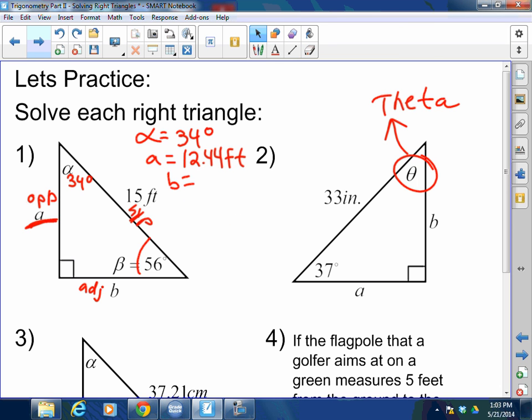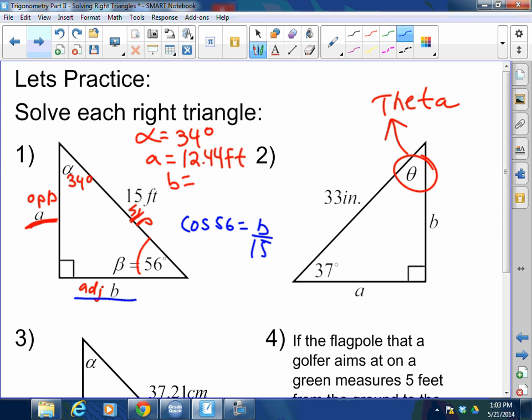Okay. Now let's find B in blue. Who uses adjacent and hypotenuse? Cosine. Good job. So the cosine of 56 equals adjacent over hypotenuse. So let's go ahead and do that math, please. Cosine of 56 times 15 equals 8.39. Excellent. I think you had reversed it, my man, because you gave me that answer for the first one. Be careful what button you strike on the calculator. It can mess you up. Does that make sense, gentlemen?